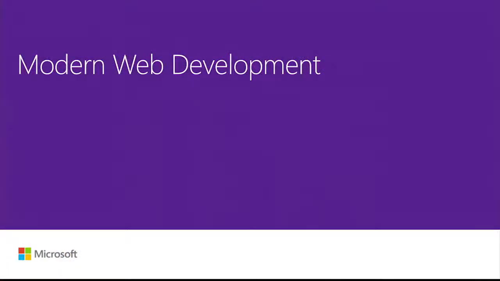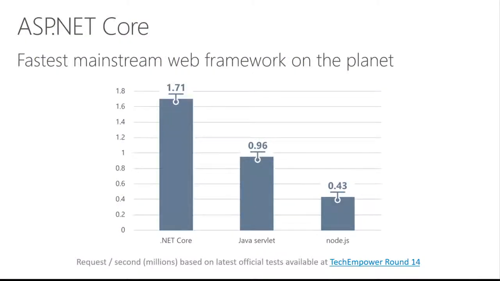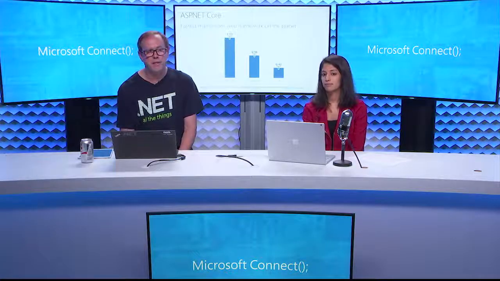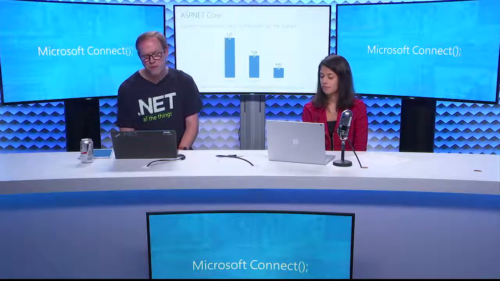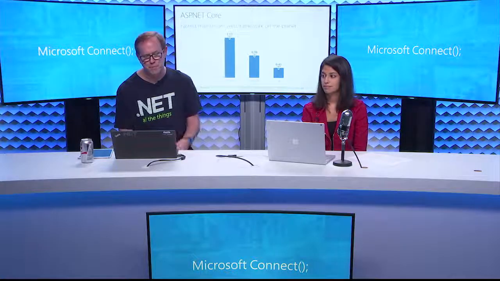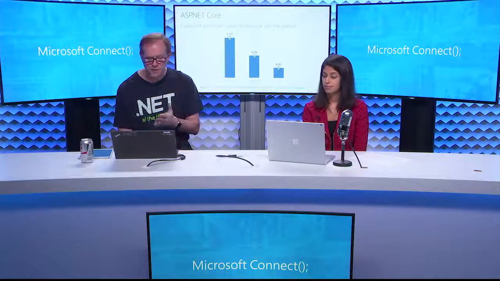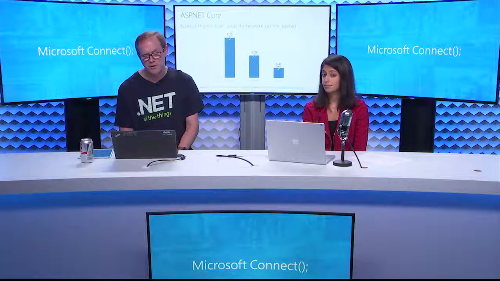Let's talk about modern web development. So ASP.NET Core is one of the fastest web frameworks on the planet. If you look at TechEmpower, that's a public benchmark. We don't run the benchmark locally. We do run it locally just to test ourselves, but it's run by independent third-party people, and it measures the performance of web stacks. And you can see that compared to Node.js and Java servlets, .NET Core does super well in this benchmark.